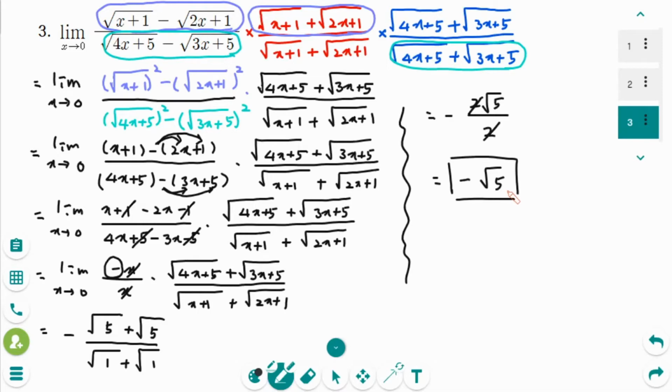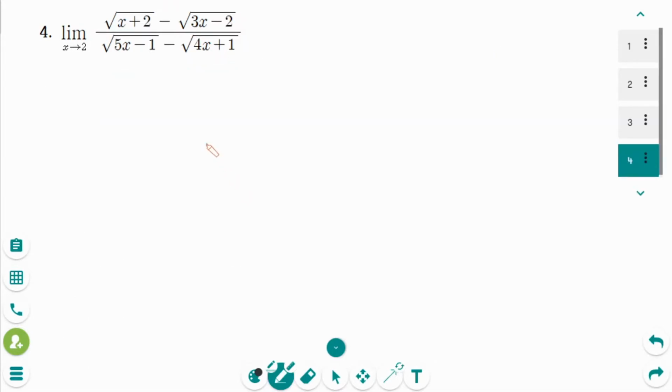Here is the next question. It uses the same method as question 3 to solve. Pause the video and see if you can solve it yourself. Got it? Let's check it together.